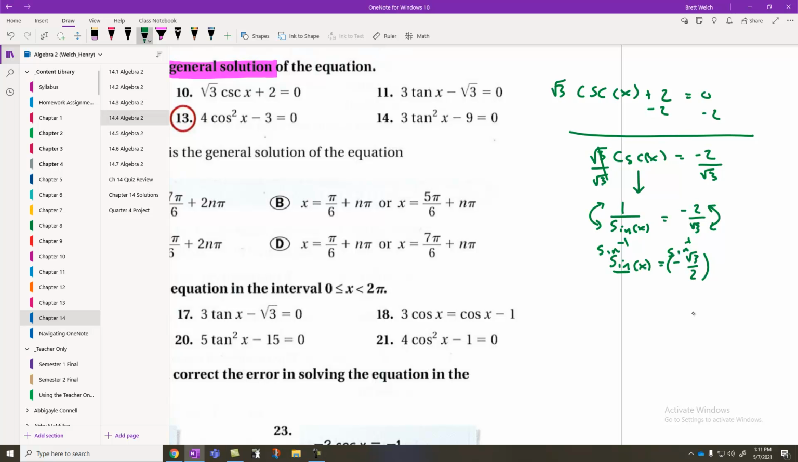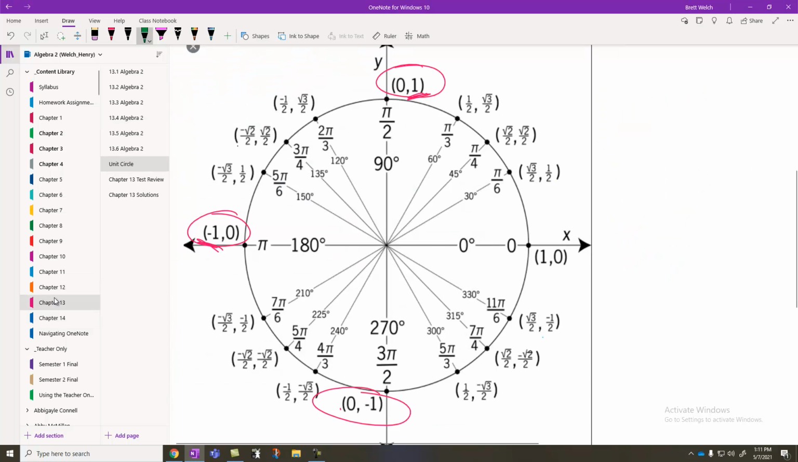Keep in mind, we're looking for places when the sine, which is the y value, is negative root 3 over 2. So if I jump back here into chapter 13, I look at my unit circle. I'm looking for places where the y value is negative, so that's going to be on the bottom, and I want it to be negative root 3 over 2. There's one, and there's another one. So my two answers are going to be at 4 pi over 3 and at 5 pi over 3.